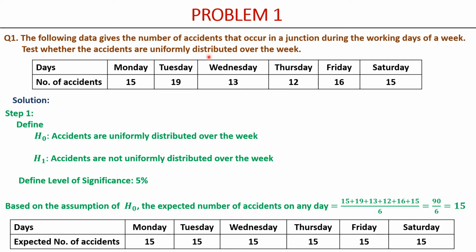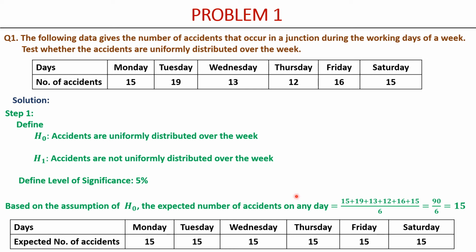Now, when I say they are uniformly distributed, I need to first note the total number of accidents that we are talking about. When I add them up, it comes to 90. And over how many days are we distributing it? It is 6 days. So if I want to know the uniform number of accidents that can occur per day, we have to divide the total number of accidents by the total number of days, and that gives me 15. So my expected number of accidents per day is 15, whereas these are my observed values. So with the observed values and the expected value of 15, we shall construct the table and evaluate the test statistic.